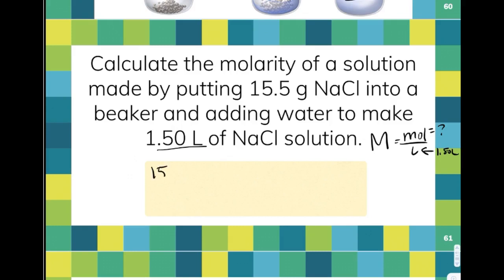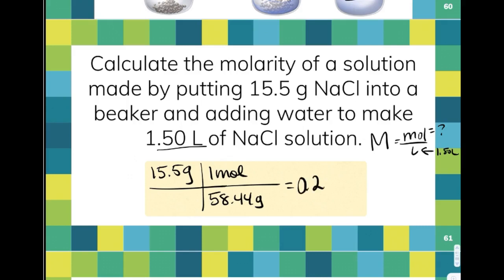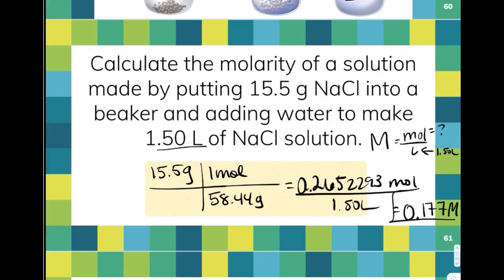Well, if I have the mass, I can use the molar mass to give me the moles. The molar mass for sodium chloride is 58.44, I use the periodic table to give me that. And it's always for 1 mole, that's just the definition of molar mass. So I can do a quick conversion here to find my moles, and I get 0.2652293. That's my moles. And I want to divide that by 1.50 liters. And you should get a molarity of 0.177, and big M is your unit here.